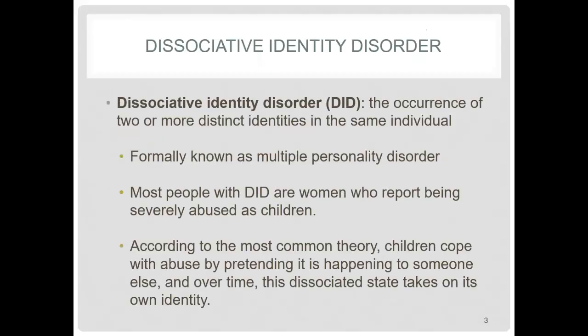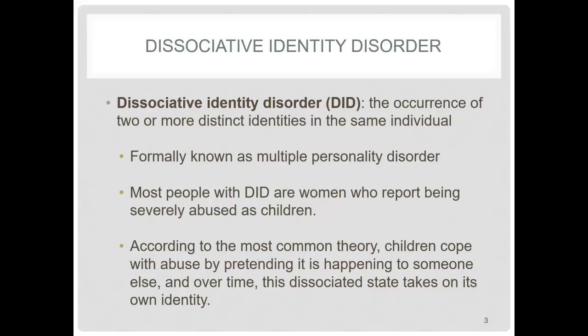Dissociative identity disorder, also called DID, is the occurrence of 2 or more distinct identities in the same individual. Now, this used to be called multiple personality disorder, but the name was changed, and it was changed for very good reason. Our understanding of dissociative identity disorder has changed dramatically.